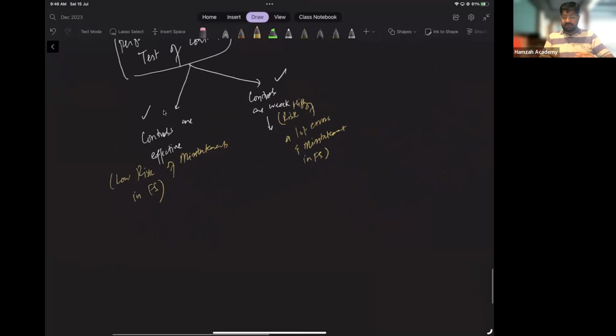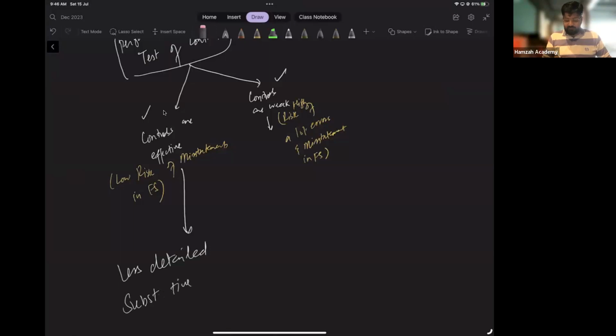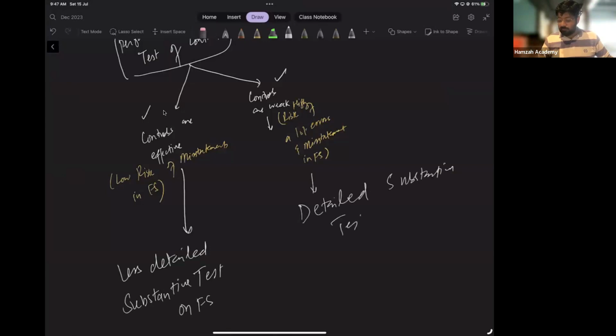Now, the next case is if controls are effective. Then there is less chance of misstatement, so less detailed substantive tests on financial statements. When controls are weak, detailed substantive tests, because financial statements may include a lot of misstatements. So we need to perform substantive tests, which are tests applied on financial statements to detect those misstatements. So detailed or less detailed.